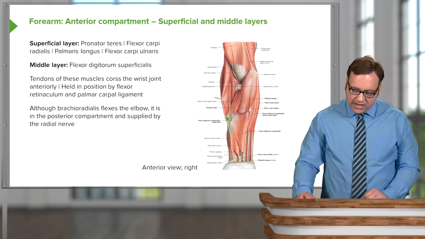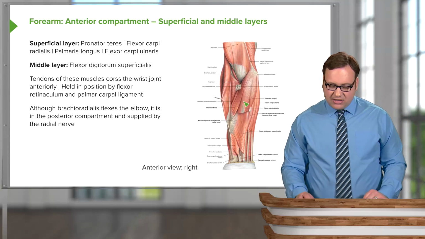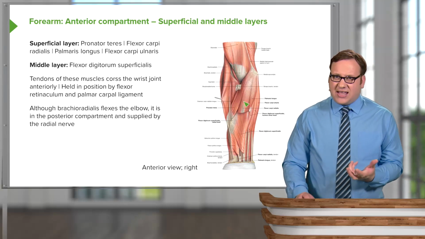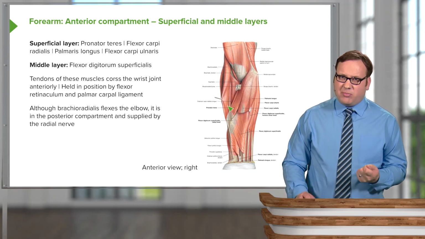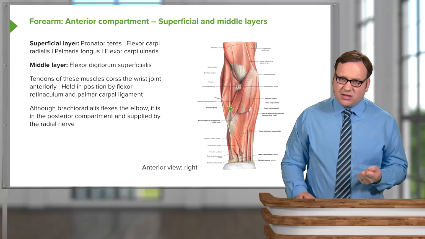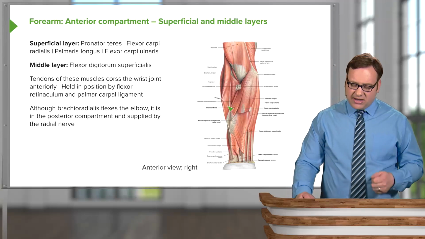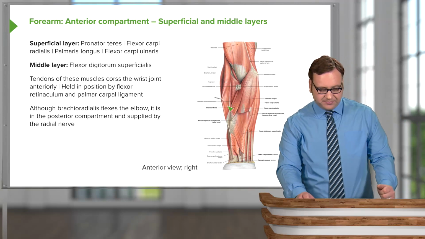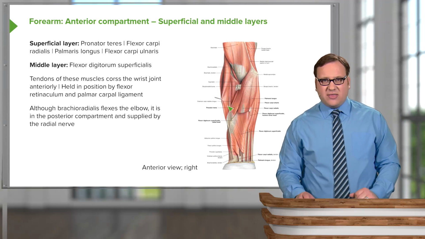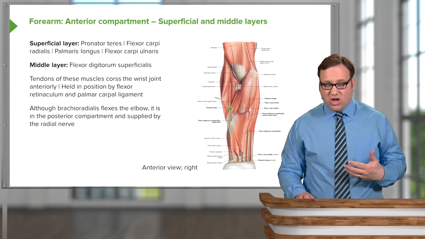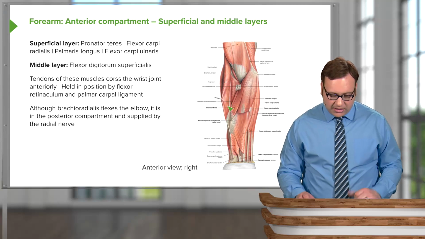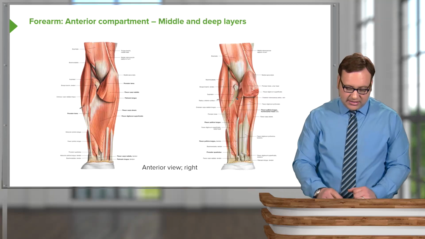So although we can see that muscles in the anterior compartment flex the elbow, brachioradialis, although it flexes the elbow, is in the posterior compartment because of its nerve supply. The brachioradialis muscle is supplied by the radial nerve, and therefore is known to be in the extensor compartment. We'll come back to it in the next slide.